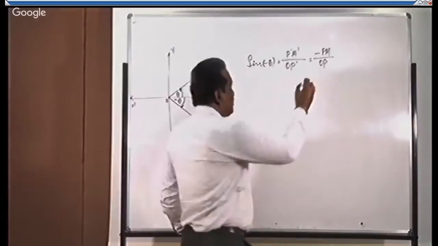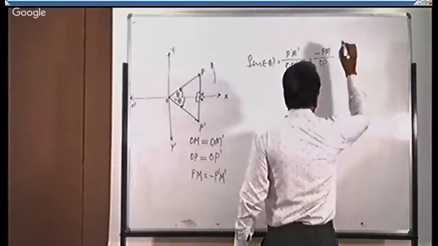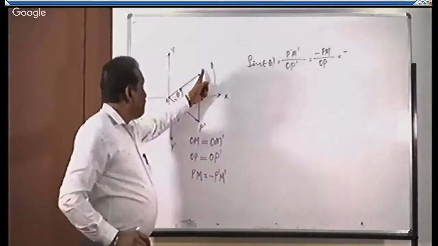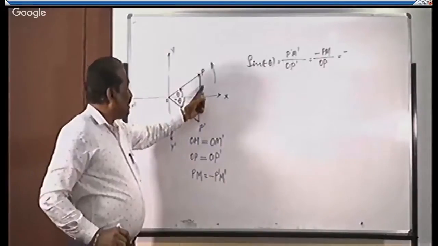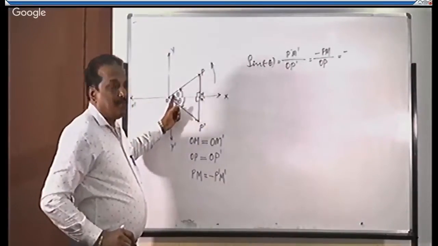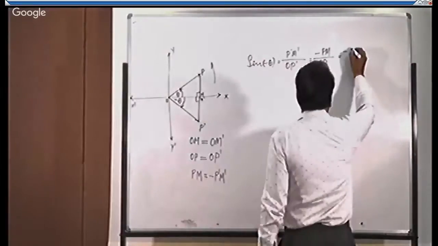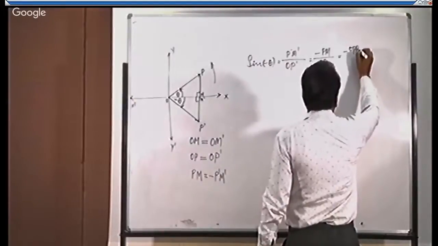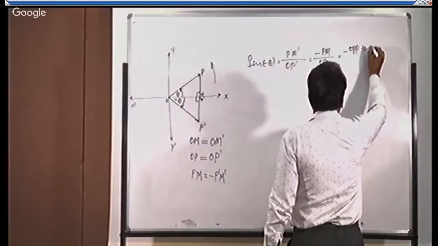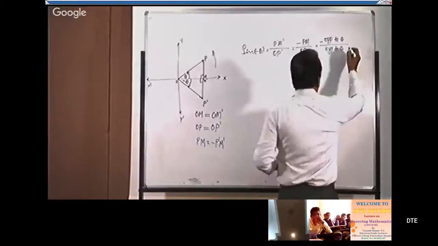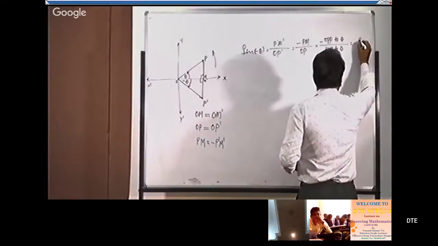So now you just observe here, write the minus sign as it is. What is PM? PM is a side which is opposite to angle theta. I mean, PM I just referred as the opposite side to theta, divided by OP, which is the hypotenuse side. So for which angle? It is theta. So opposite to theta divided by hypotenuse to theta, we know that it is sine theta.